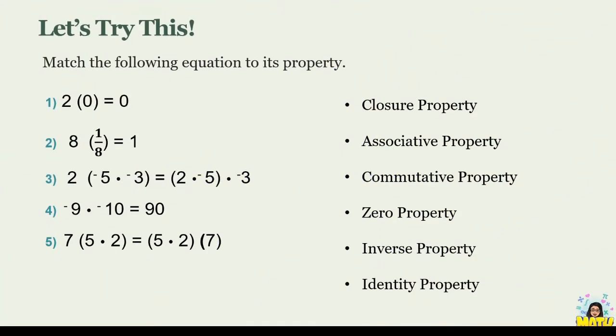So let's try these examples. Let's match again the following equation to its property. So the first one, 2 times 0 is 0. Dahil minultiply natin sa 0, any number multiplied to 0 is 0, that's zero property. Number 2, 8 times 1 over 8. 8 minultiply sa kanyang inverse or reciprocal, kaya ang sagot ay 1. And that is what we call the inverse property.